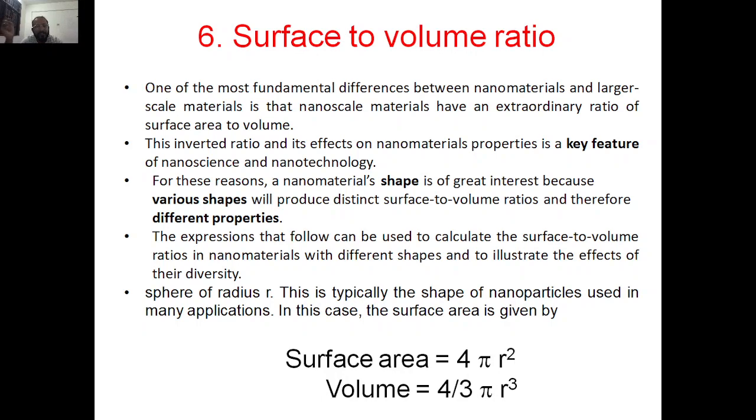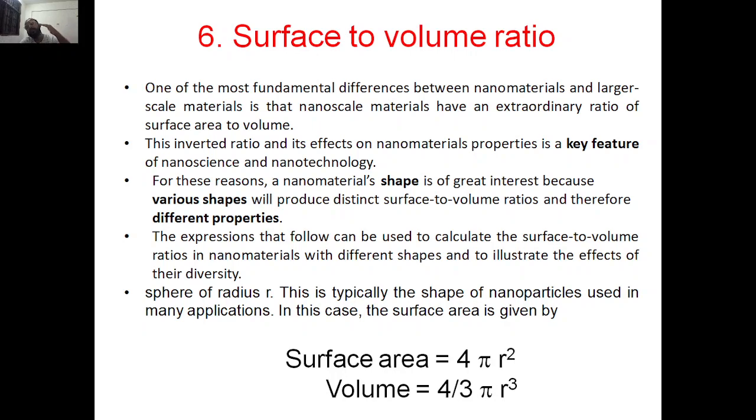As simple as that. So the expressions that follow can be used to calculate the surface to volume ratios in nanomaterials with different shapes and also to illustrate the effects of their diversity. So now a sphere of radius, we can call it R. This is typically the shape of the nanoparticles which are used in many applications. The surface area is given by 4 pi r square, whereas volume is given by 4 by 3 pi r cube. These are the standard formulas.